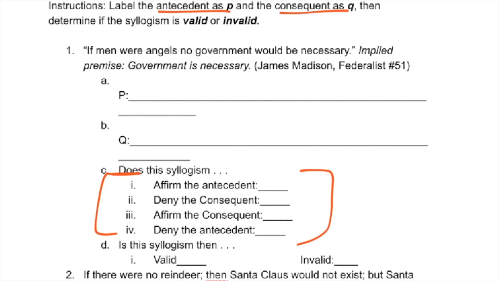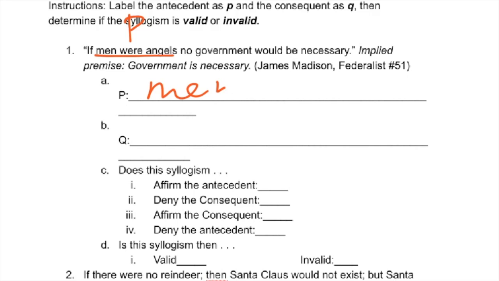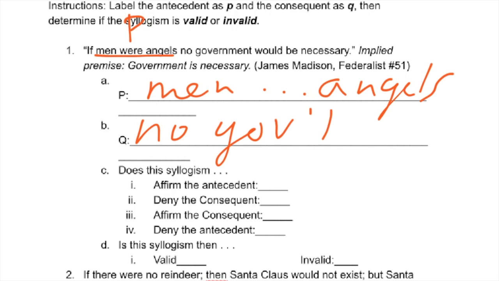So if men were angels, no government would be necessary. Men were angels is going to be our antecedent, and no government is going to be our consequent. Notice that our consequent here includes the idea of having no government. Men were angels is our antecedent, and no government would be necessary is our consequent.